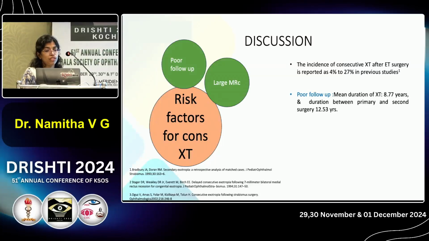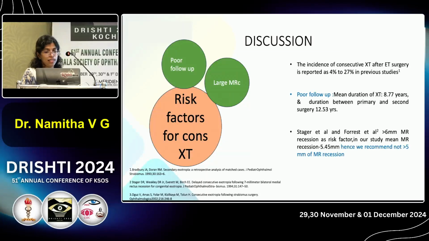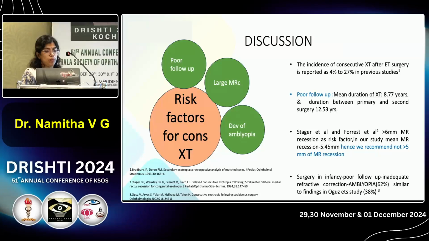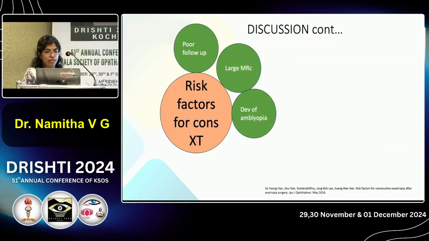We also found there was large medial rectus recession in our case series, and the previous studies done by others showed more than 6 mm of medial rectus recession as the causative factor for consecutive exotropia. However, we found that even at more than 5 mm, there is high risk of consecutive exotropia. So limit the medial rectus recession to 5 mm. Development of amblyopia is another strong factor which was seen in other studies also, as the amblyopic eye has a tendency to outdrift.